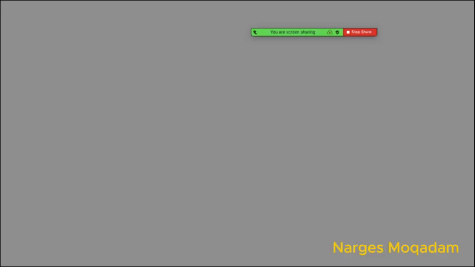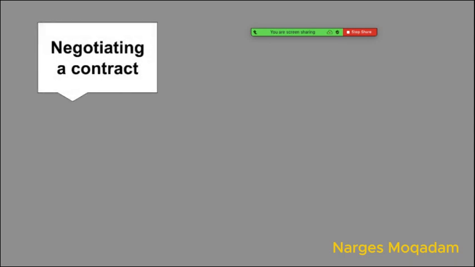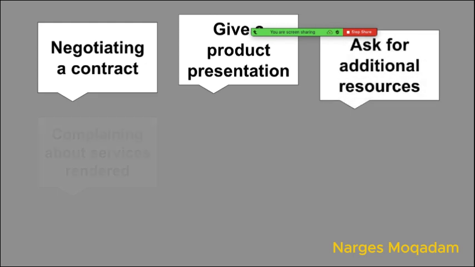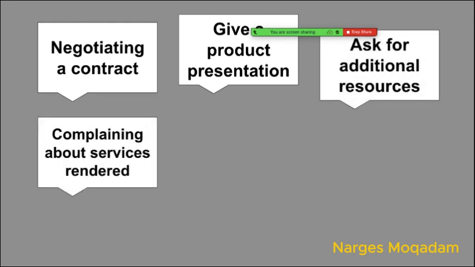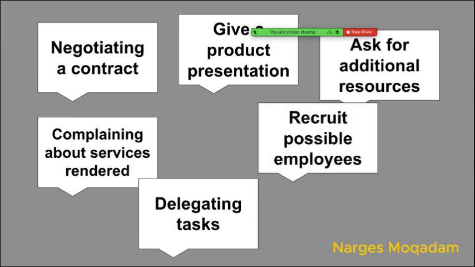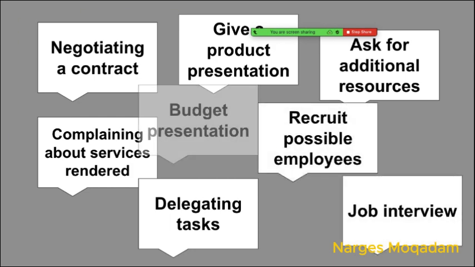The next slide is going to tell you about different types of role plays we can have in the class, specifically in business English classes. For example, negotiating a contract, giving a product presentation, asking for additional resources, complaining about services rendered, delegating tasks, recruiting possible employees, job interviews, and budget presentations. So these are the items and topics we can set and design the role plays for a business English class.